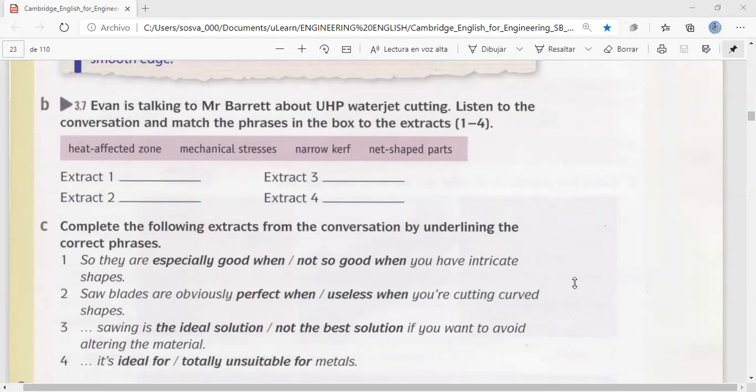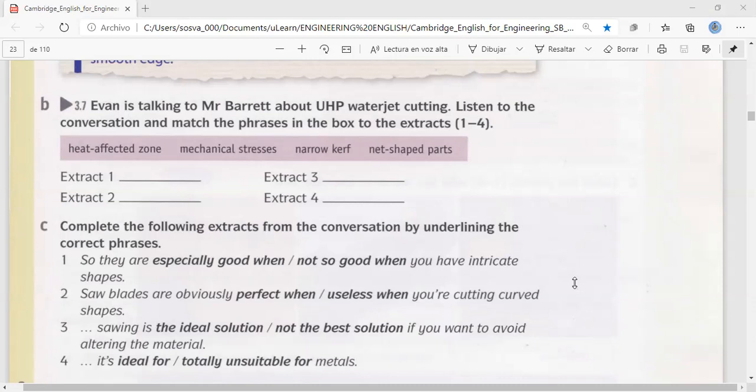The other problem with abrasive cutting is it exerts shear forces near the cut. So, sawing is not the best solution if you want to avoid altering the material. The same applies to guillotining, presumably. It does, yes.